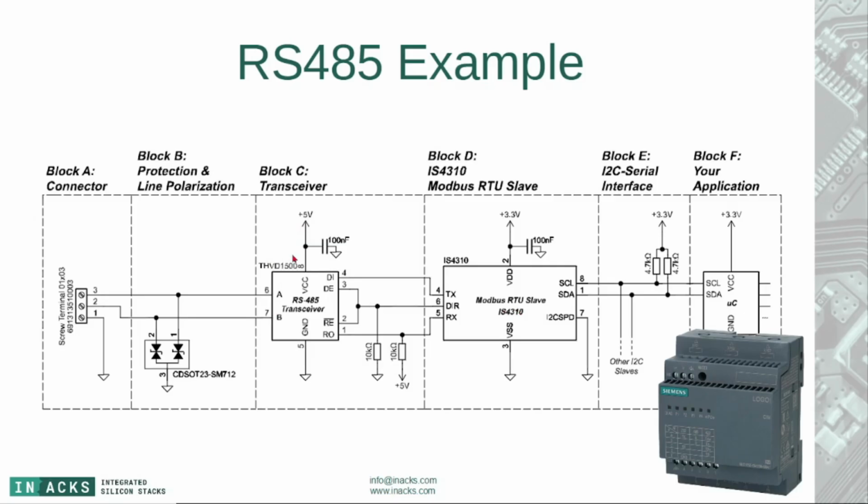And as you can see, it's a 5 volts transceiver. We recommend 5 volts transceivers over 3.3 volts transceivers. They reach longer distances and have more noise immunity. As the Modbus chip is 5 volts tolerant on these pins, you can use 5 volts transceivers. This is the protection side for the RS485 and the connector.